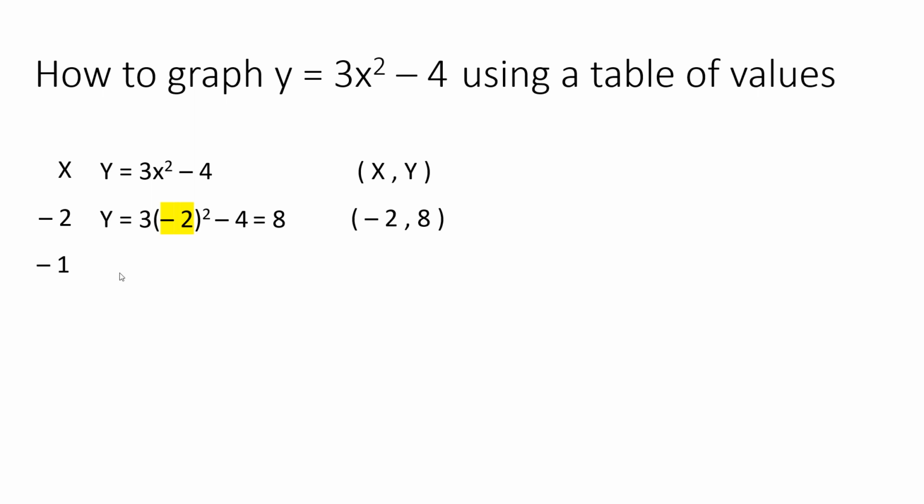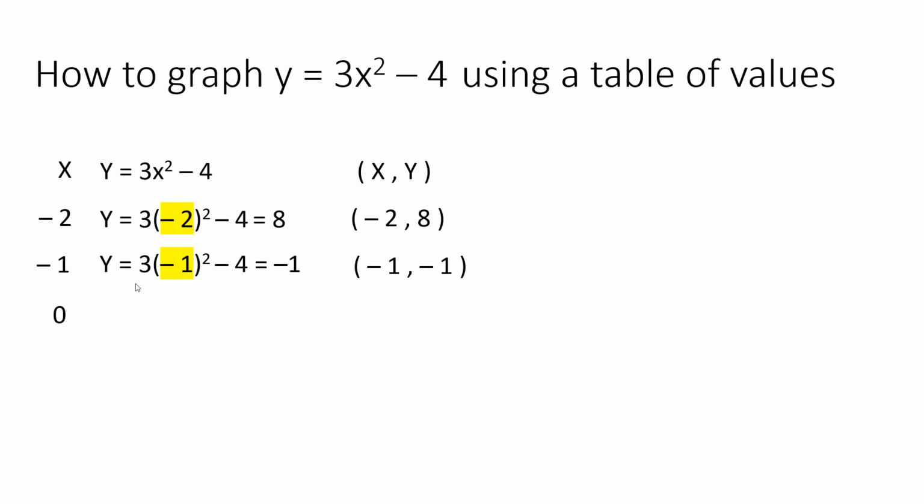When x is -1, we follow the same pattern. We have y equals 3 times the quantity -1 all squared minus 4. And again, choose your calculator or the rules of BEDMAS. Once more a review. Bracket, which is -1, square it. So -1 times -1 is 1, times 3 is 3, minus 4 is -1. And the xy pair is -1, -1.